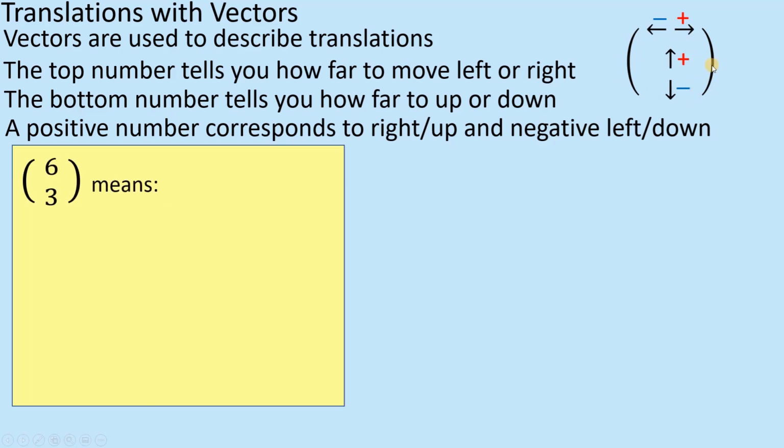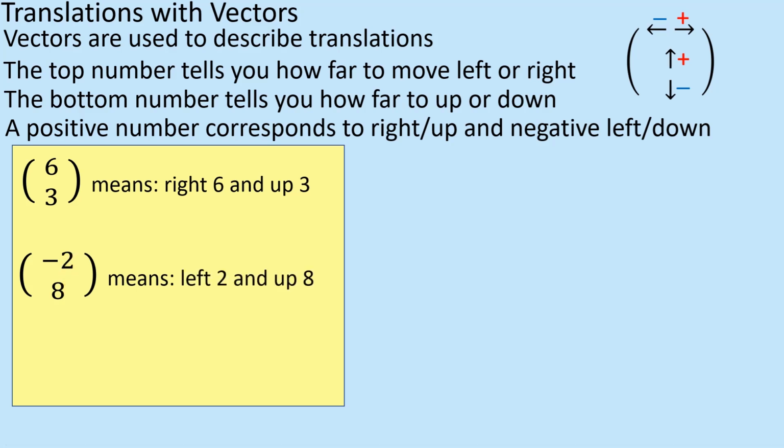All right, so let's have a look. So 6, 3 means, well, hopefully you can say this before I do. It just means top number means 6 right, and the bottom number means 3 up. All right, 6 right and 3 up. What about minus 2, 8? Well, the minus 2 means 2 left, and the 8 means 8 up. Left 2 and 8 up.